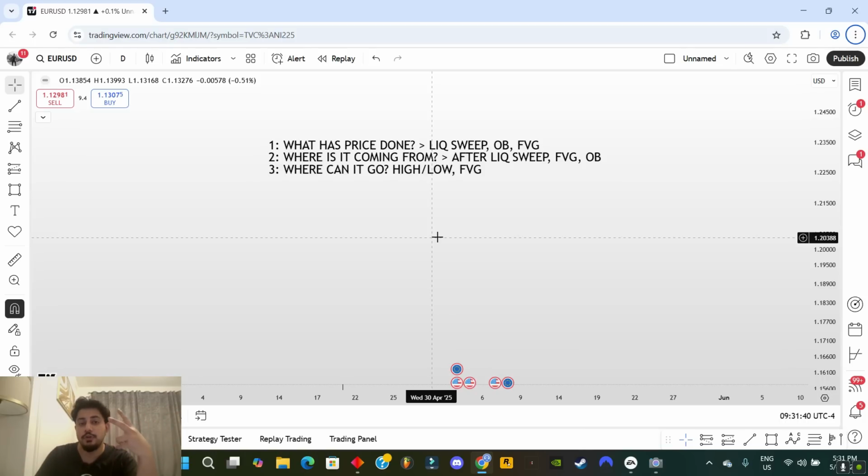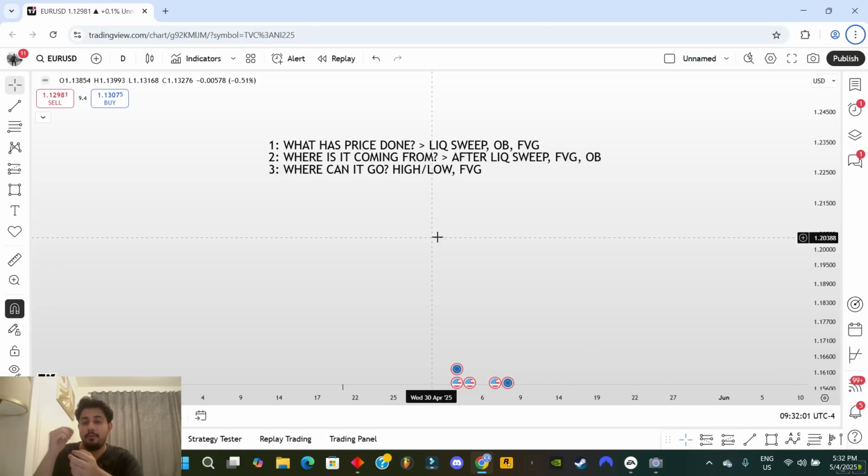Now again, point number 2, where is it coming from? Has it swept liquidity? And again, it comes down to these points. Is it coming from a fair value gap? Is it coming from an order block? Is it coming from up or down after sweeping some form of liquidity? That's 2. And 3, where can it go?